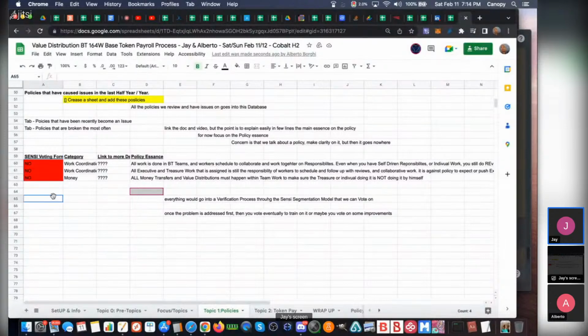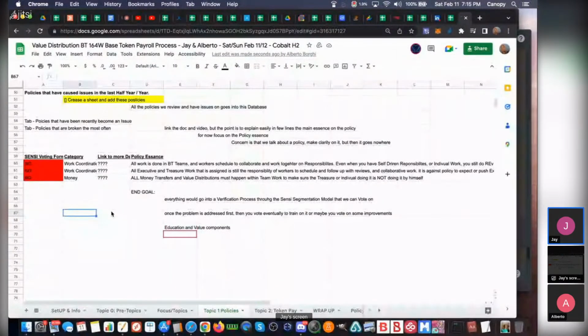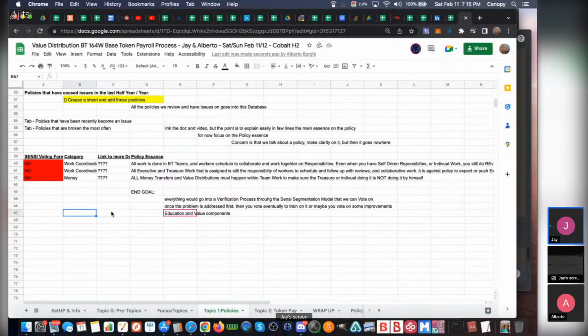Yeah. So in the context of the education component, at least, do you think that the essence of the policy database should also include the why? Because the why is the foundation to the education, right? So the education needs to explain why this policy exists so that when people learn the policy, they understand the reason why they're voting yes on it. Otherwise, why would they vote yes on it?